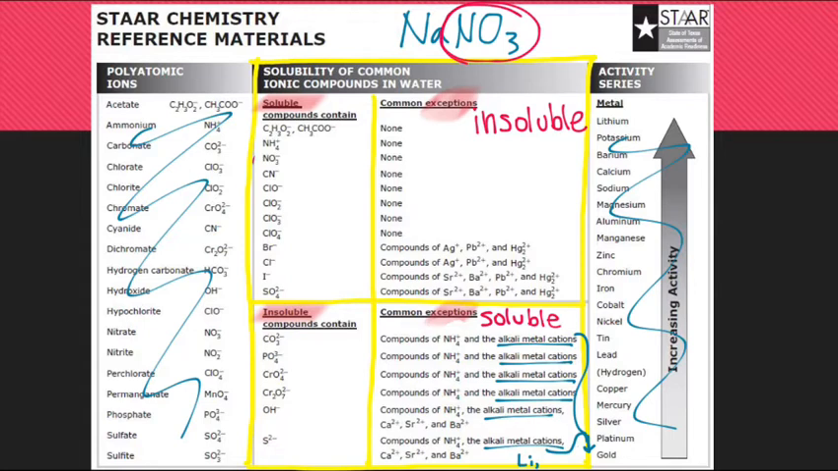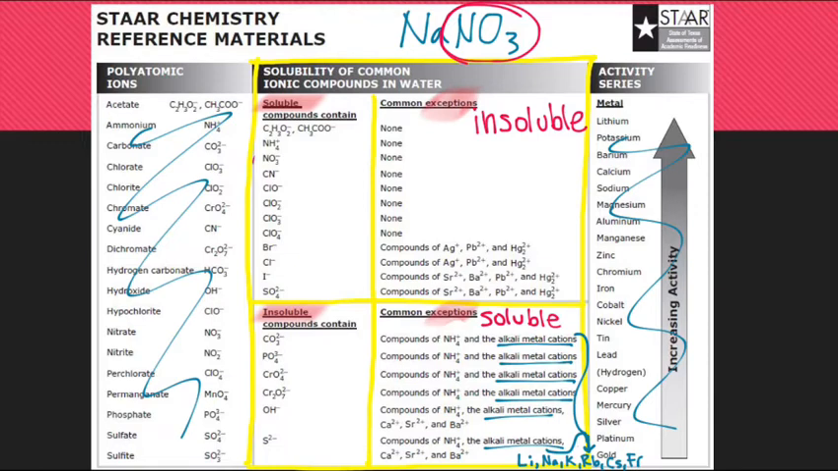And you have a little bit more space than I do at the bottom, kind of underneath this section. So maybe just highlight all of these words in the same color and then list them out right next to it. So going down the list, Li, Na, K, Rb, Cs, and Fr. So if I see any of those in a compound, no matter what it's with, those are going to be soluble.